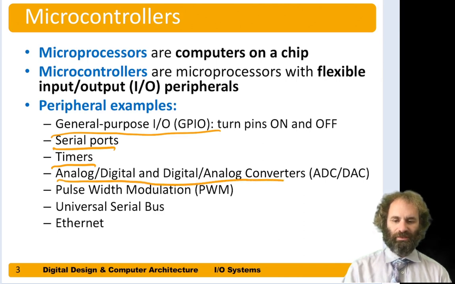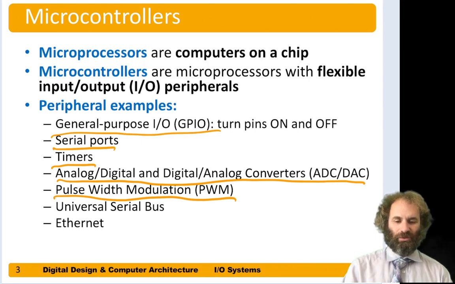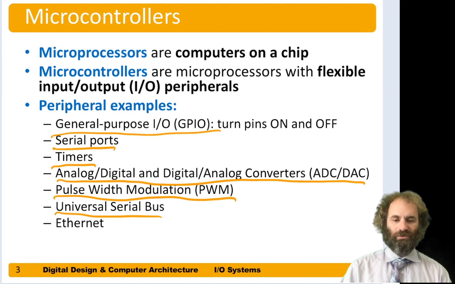analog to digital and digital to analog converters to go between the analog domain of the real world and the digital domain of our processor, pulse width modulation. These are related to timers in which we can generate pulses of precise width and use those pulse trains to drive things in the world, such as motors. Universal serial bus. You're all familiar with USB devices, and so some microcontrollers have the ability to talk to those or to other standards such as Ethernet.